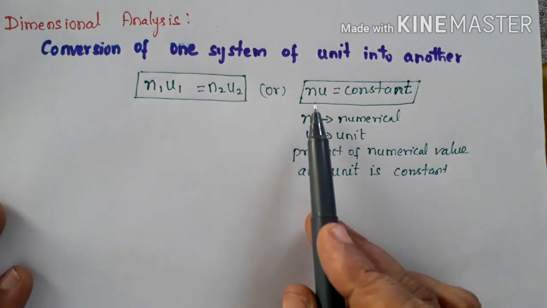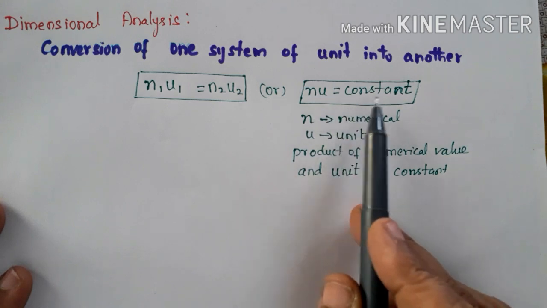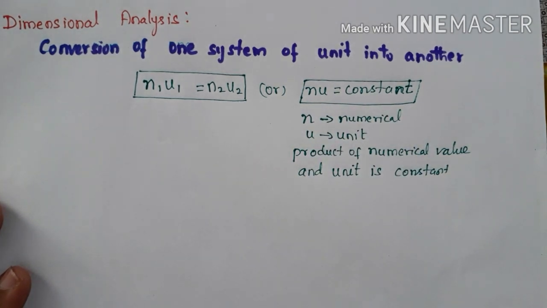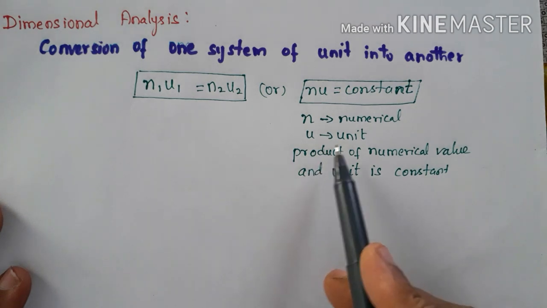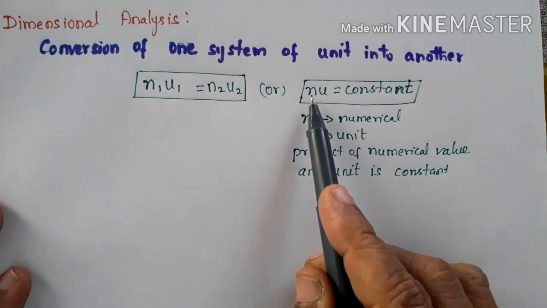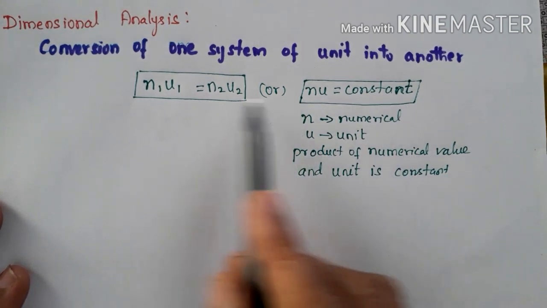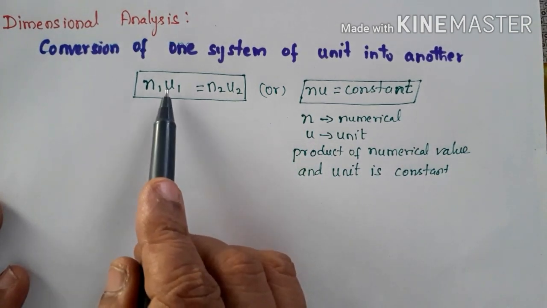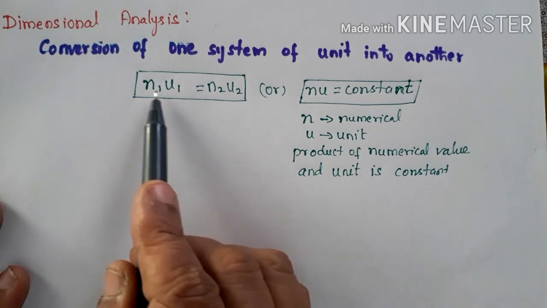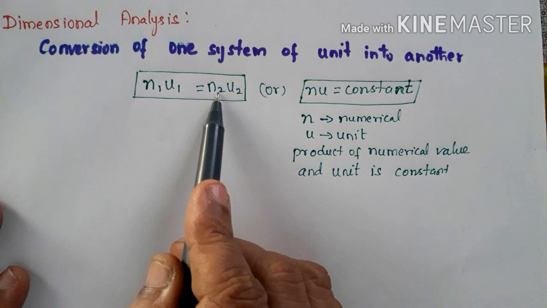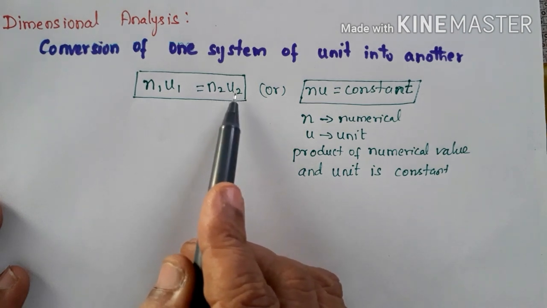The principle we use here is nu is equal to constant. What is this n? n is the numerical value and u is the unit. The product of numerical value and the unit is a constant. This is the principle we are using. Otherwise, you can also write it as n1 u1 is equal to n2 u2. The subscripts 1 and 2 represent the first system and the second system.